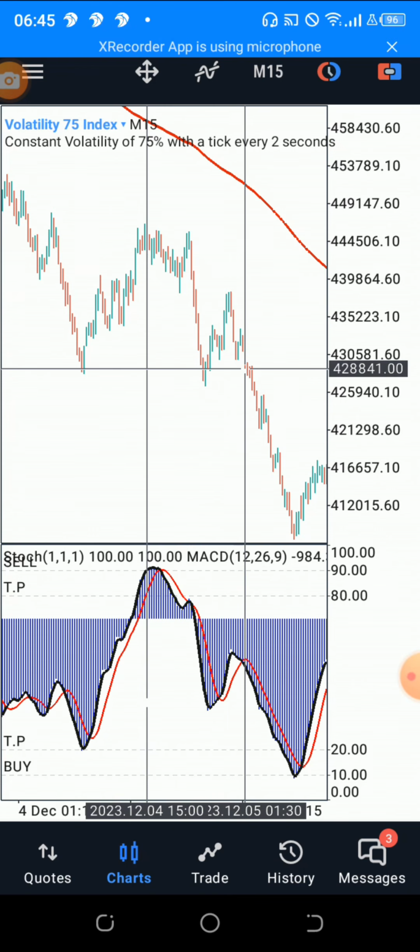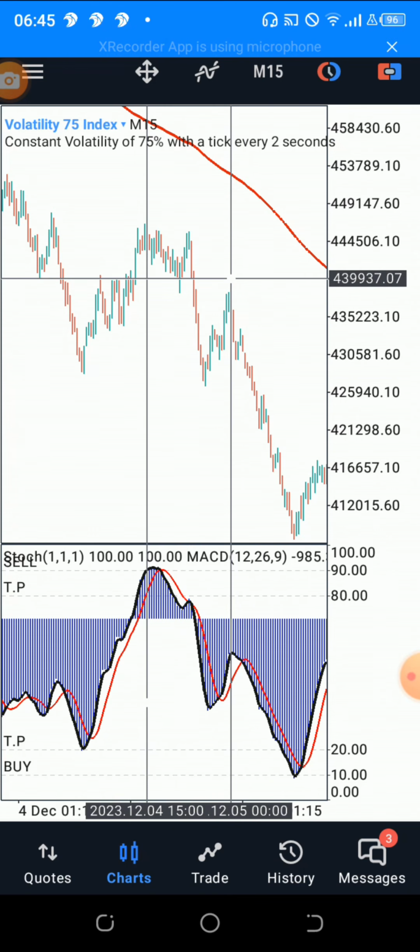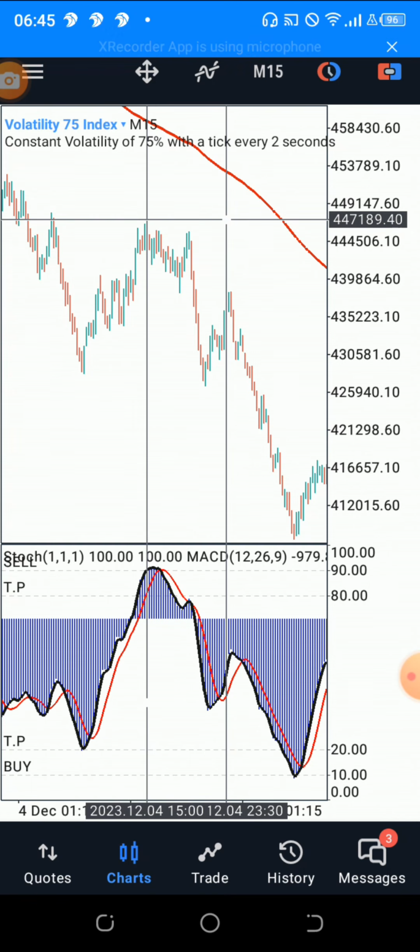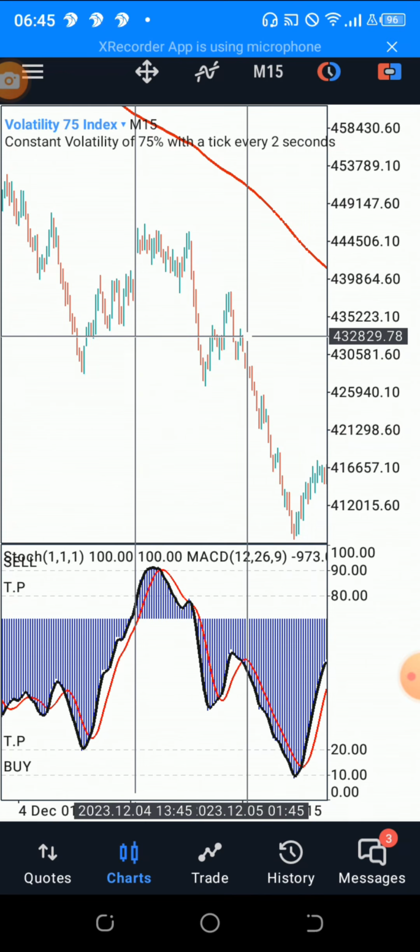We're going to sell from that level until price reaches, okay, sorry. We're going to sell here, and then we're going to sell from this particular level.